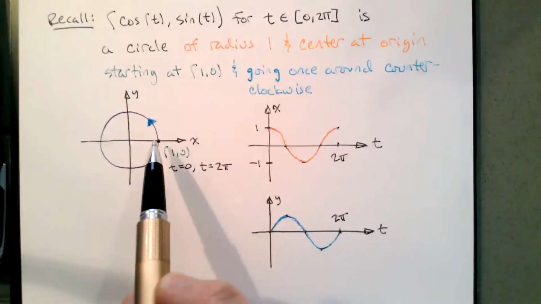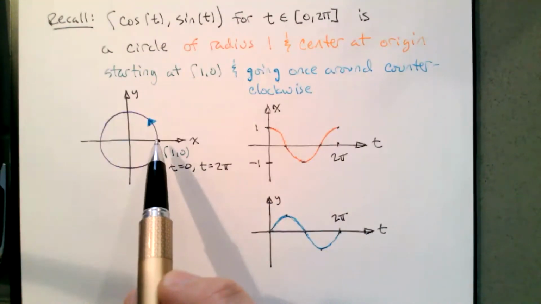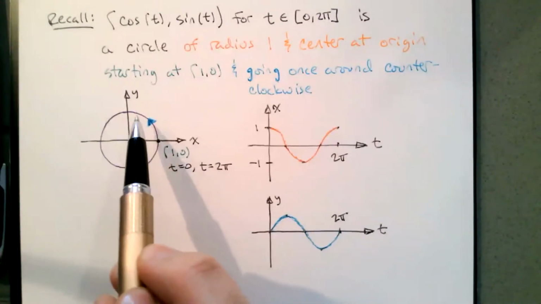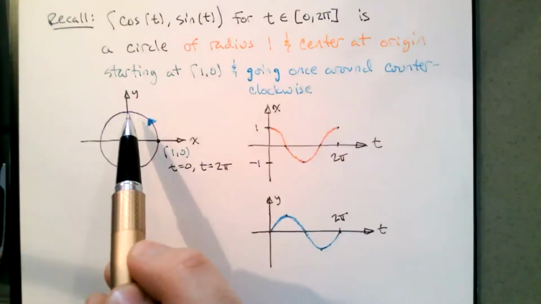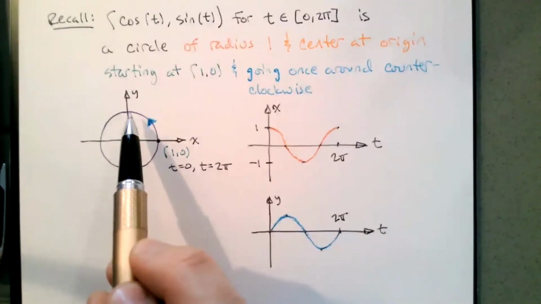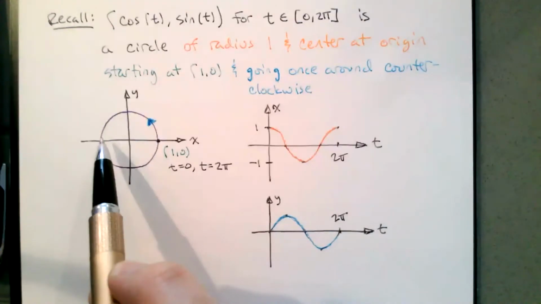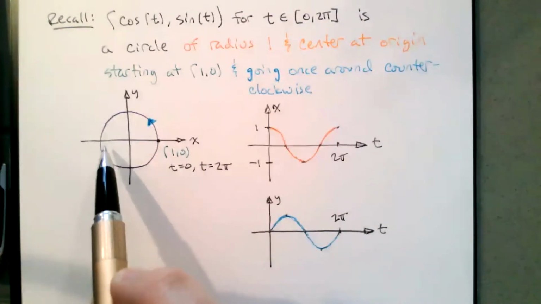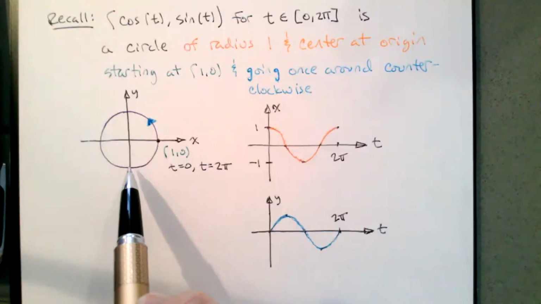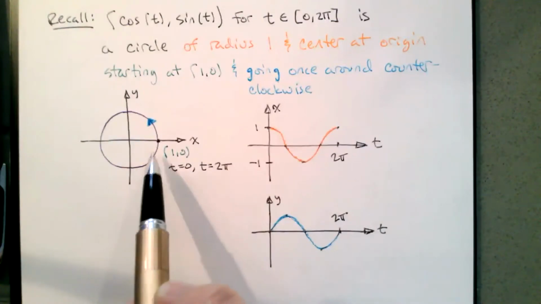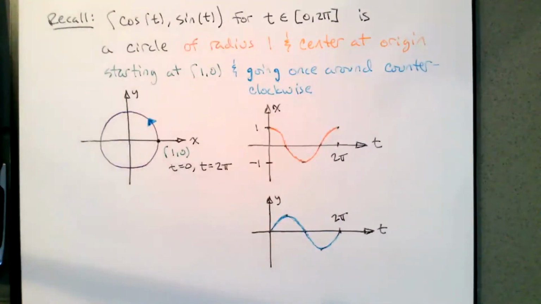So if we put those two motions together, in this first quadrant, X is decreasing while Y is increasing. And then in the second quadrant, X is still decreasing while Y is decreasing too. In the third quadrant, X is increasing, but Y is still decreasing. And in the fourth quadrant, they're both increasing again. So we ended up with this circle going once around counterclockwise, starting at the point (1, 0).